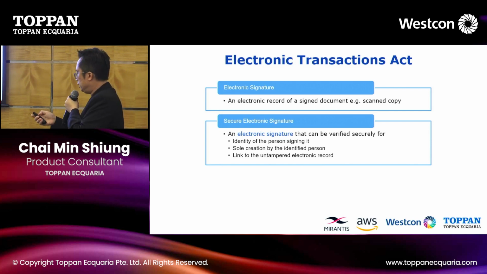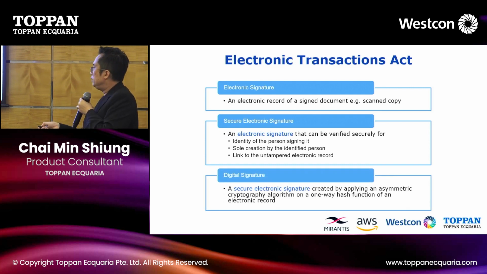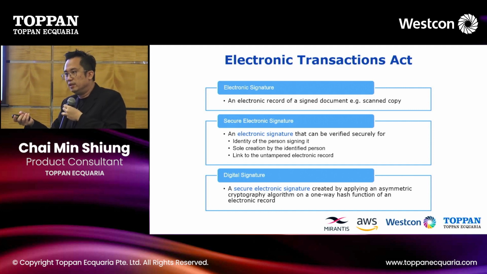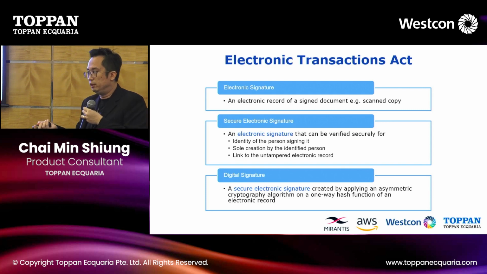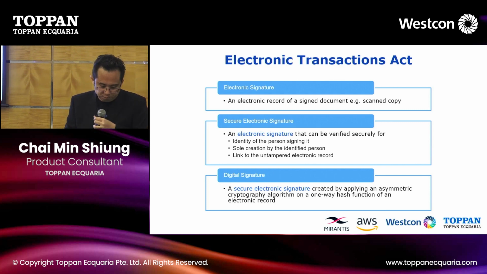The third type of signature that the ETA defines is a digital signature, another step up. A digital signature is a secure electronic signature created by applying an asymmetric cryptographic algorithm on a one-way hash function of an electronic record. Wow, what's that? Essentially, it is a signature created using your Sign with SingPass. So that's one way to do a digital signature, using Sign with SingPass.